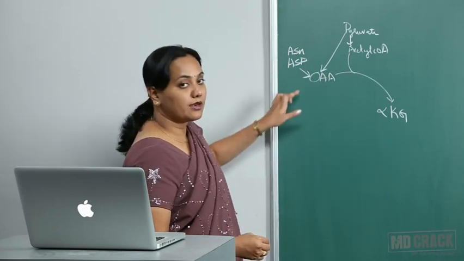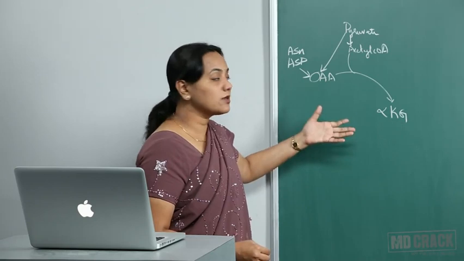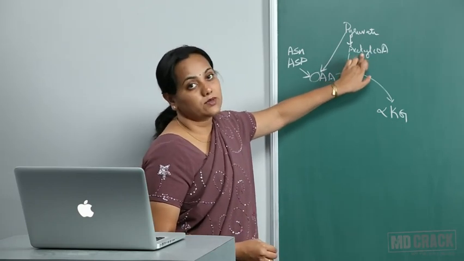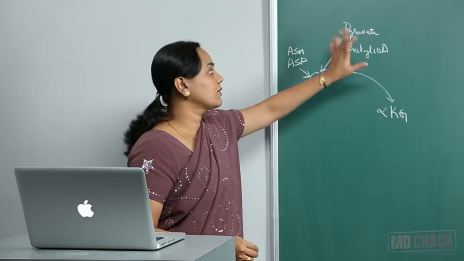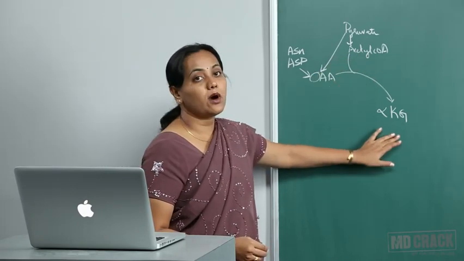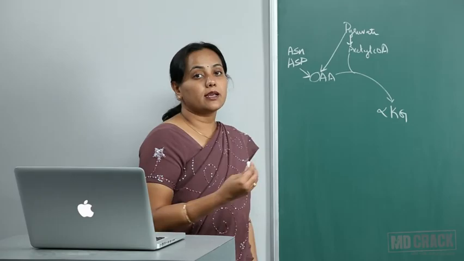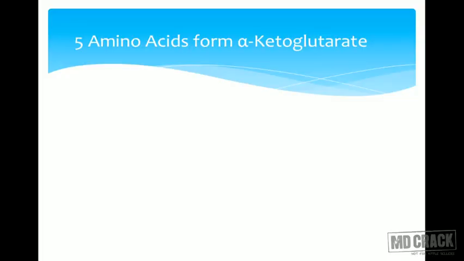Compounds which form the intermediates of the TCA cycle are also glucogenic, whereas the ones which form acetyl-CoA are not glucogenic but ketogenic. So with this background, again we'll go to alpha-ketoglutarate. Which are the amino acids? One amino acid should be known to you, and that is glutamate.